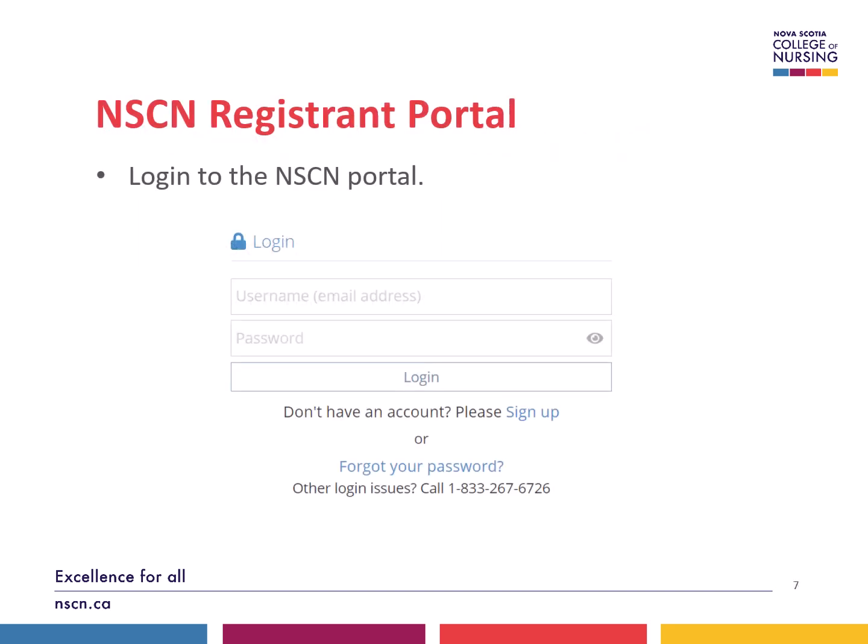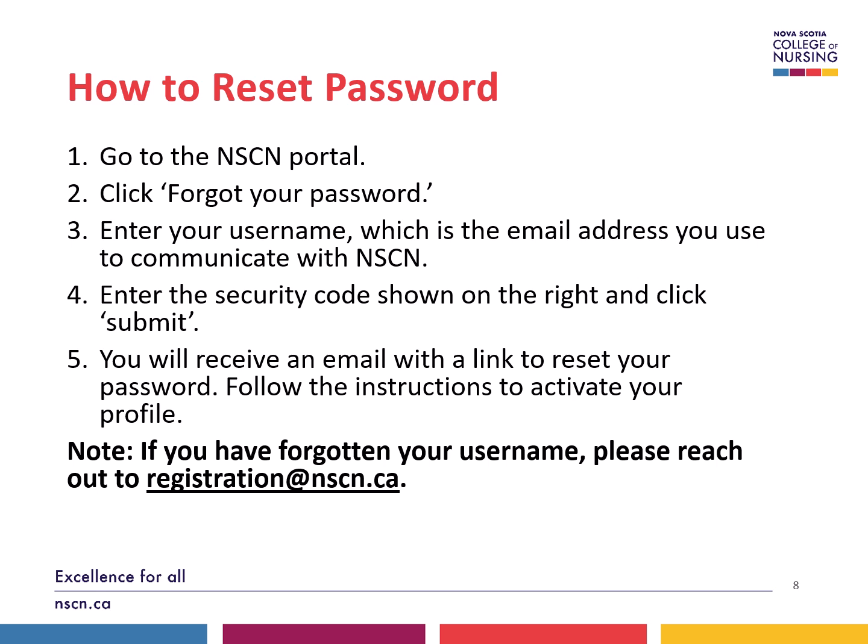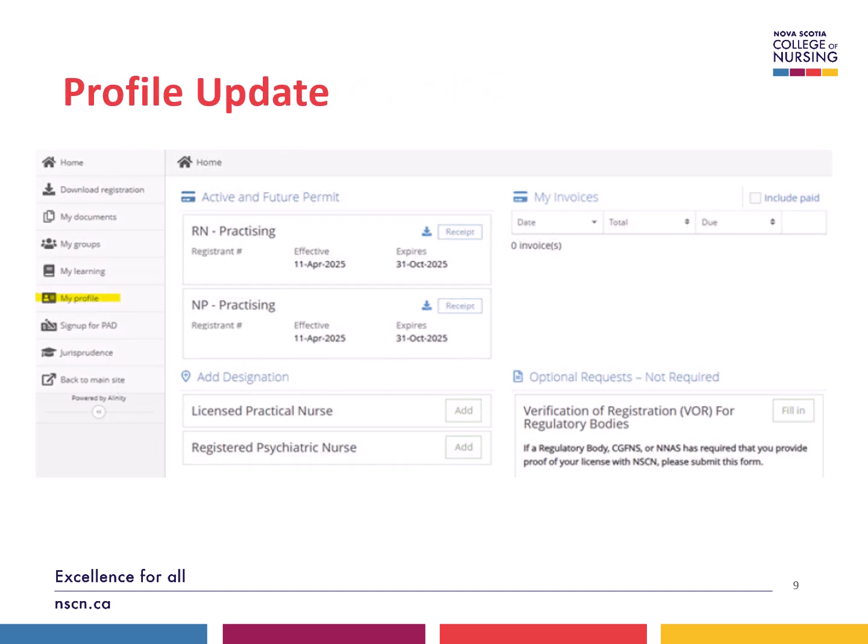To update your employer contact information, you will need to log into your NSCN registrant portal. This is the same portal you are familiar with using annually to renew your license. Log into your portal using the same username and password. If you have forgotten your password, you can change your password through the registrant portal and follow the instructions to reset it. If you have forgotten your username, please reach out to registration@nscn.ca for support. Once you log into your account, click on the My Profile tab found on the left-hand side. It is highlighted in yellow for your reference in this module.